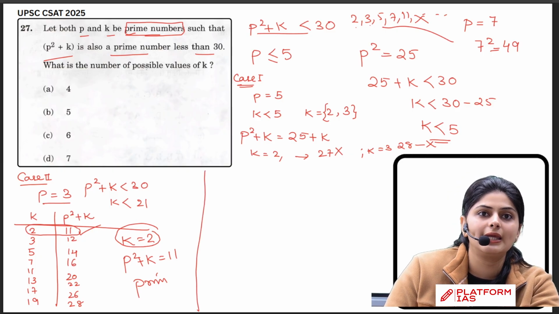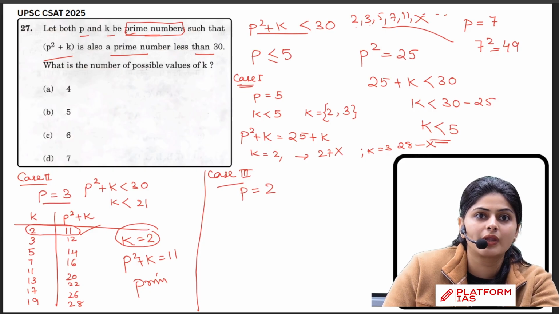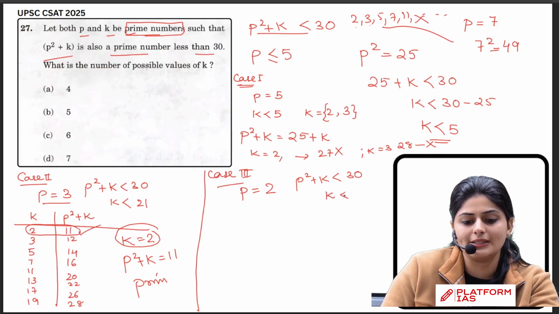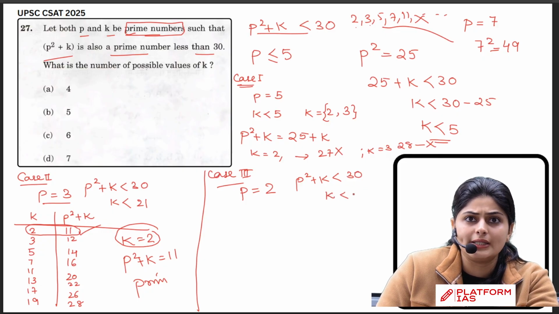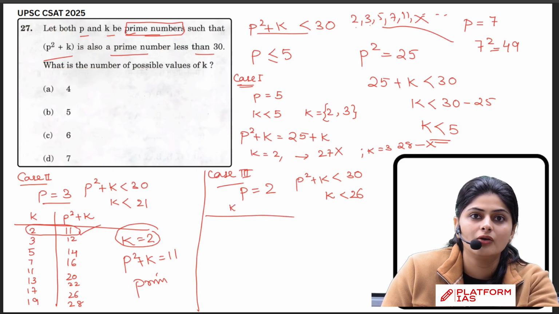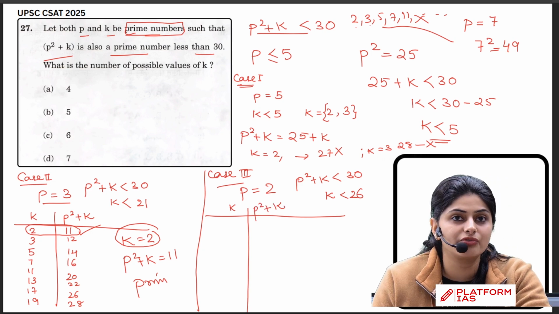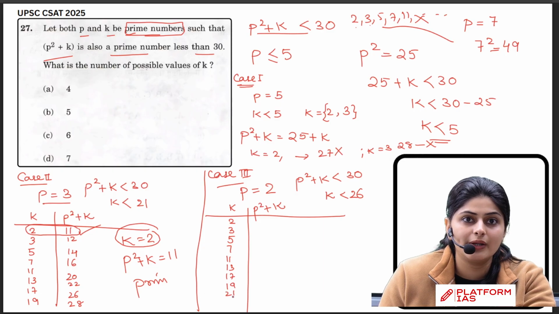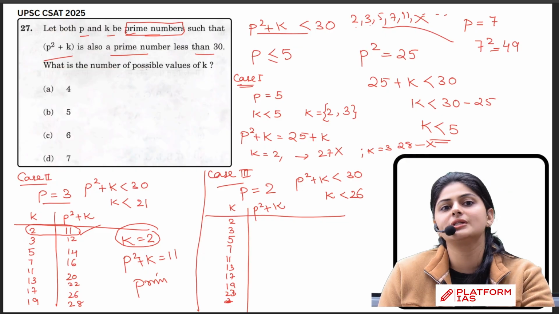Now moving to the third case, we have p equal to 2. Now p square plus k is less than 30 as we know. So k will be less than 26. Substituting the value of p as 2. Now again doing the same thing. For different values of k, we'll find out the values of p square plus k. Now what values of k will we have here? We'll have 2, 3, 5, 7, 11, 13, 17, 19, 21. Sorry, not 21, because 21 is a composite number and not a prime number.